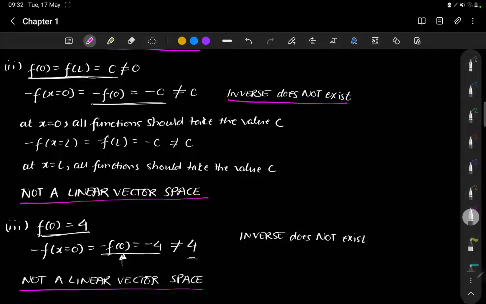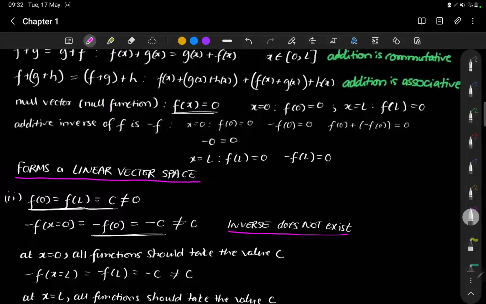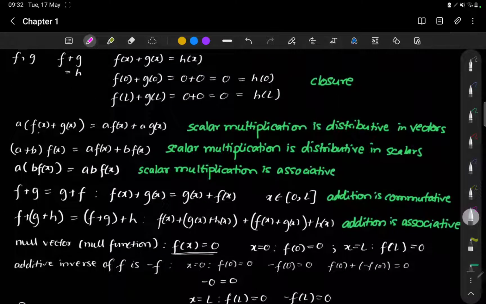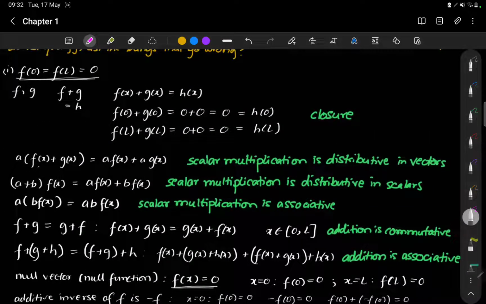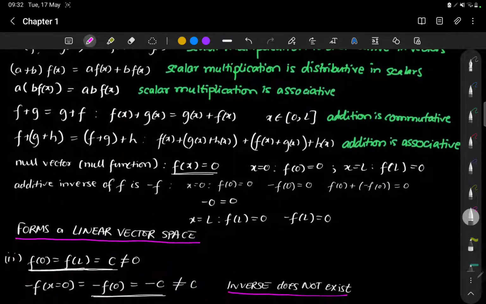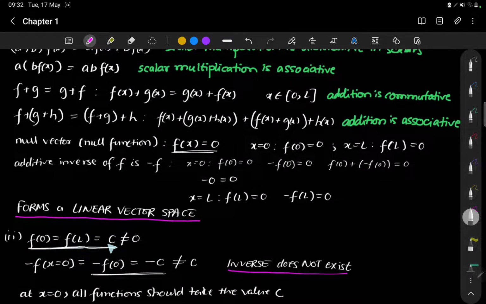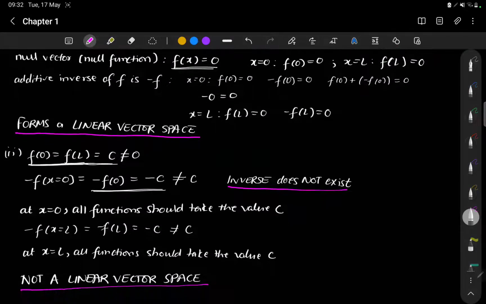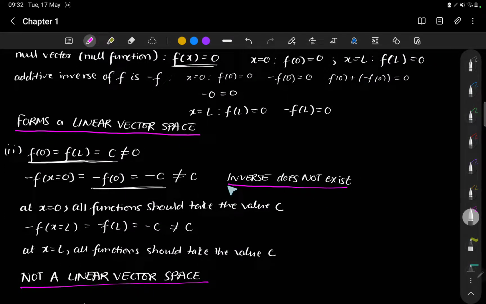Notice that in examples 2 and 3, if f(0) equal to f(L) equal to c had this c been equal to 0, then this would have formed a vector space as we saw in part 1, wherein f(0) equal to f(L) equal to 0, this class does indeed form a vector space. But if f(0) equal to f(L) equal to some constant which is not equal to 0, then it does not form a vector space because the inverse does not exist.